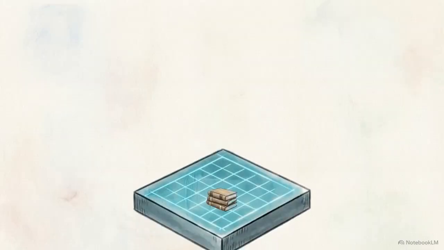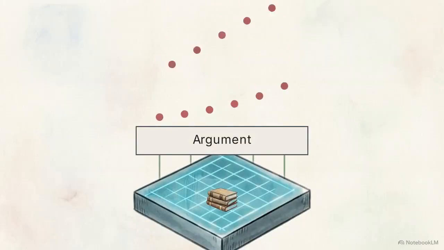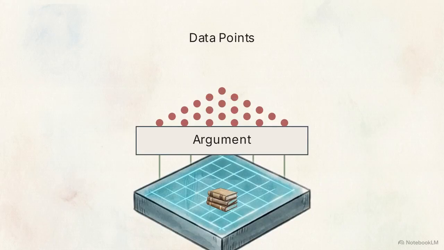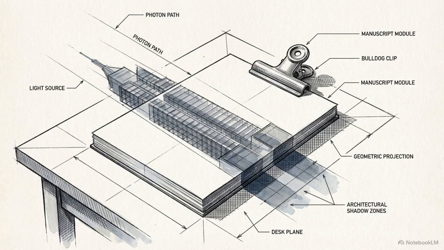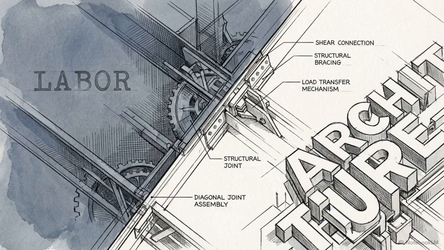Every data point must support an argument, and every argument must rest on a foundation of cited evidence. Adopting these architectural constraints distinguishes globally impactful scientific literature from local research reports. So stop writing reports. Start engineering publications.